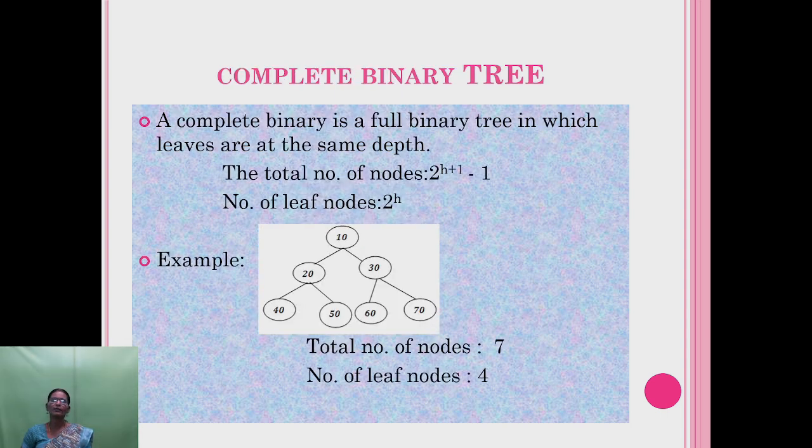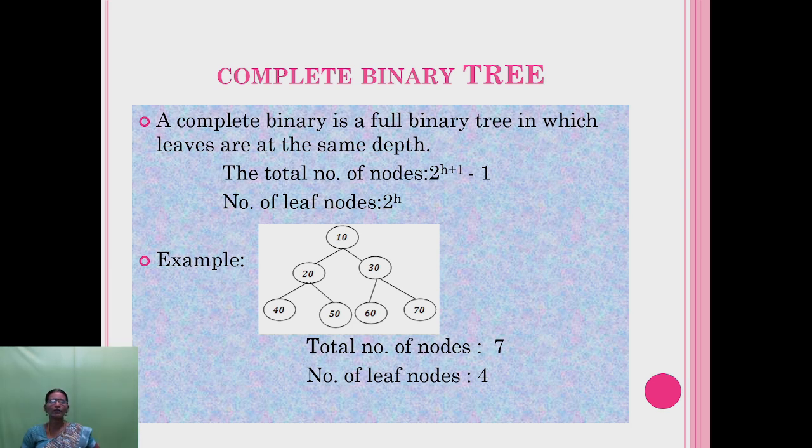So what is a complete tree? How do we set it? For example, see here 10, 20, 30. Say two nodes: under 20 you see 40 and 50, and under 30 you see 60 and 70. This way, each node consists of a left child and a right child. Then how do we denote the total number of nodes? Here, what is the height of this one?